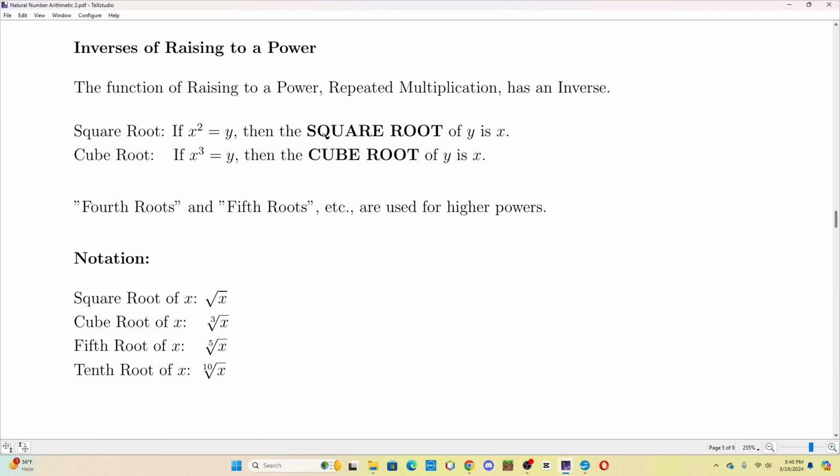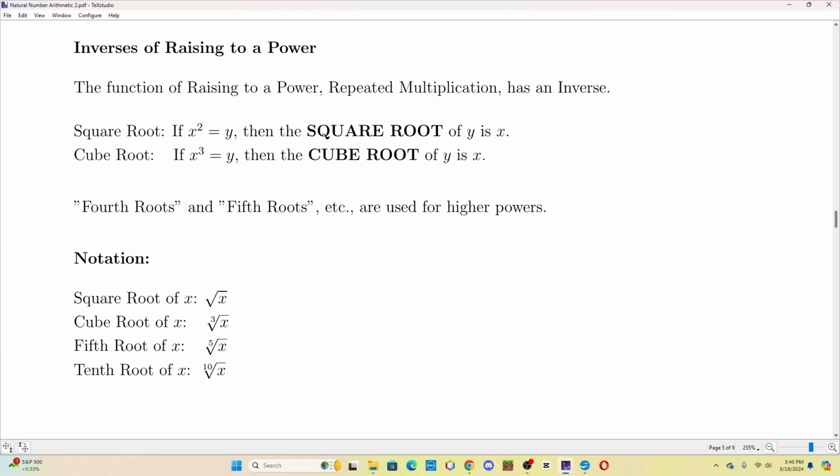Inverse of raising to a power. The function of raising a number to a power when the exponent is a positive integer is defined by repeated multiplication and has an inverse. If x squared is equal to y, then the inverse of this is to say that the square root of y is x. Same for x to the third power, where x cubed equal to y means that the cube root of y equals x. This applies to any power of x, and you can see the notation that is used for various roots.